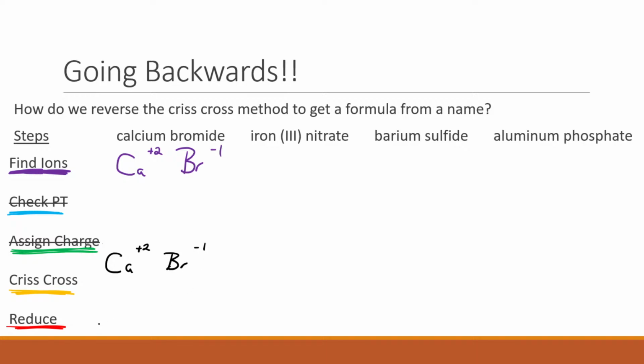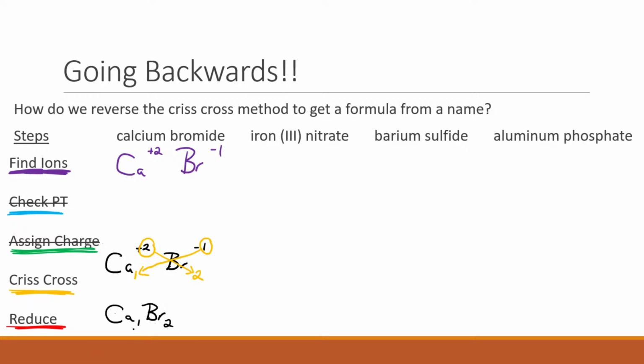Now, when we crisscrossed from formula to name, we took them from the bottom and we brought them up. If we are going to crisscross now to go from name to formula, I'm going to take these numbers from the top and bring them down. And that's going to bring me to my final step, where I see Ca1, Br2.